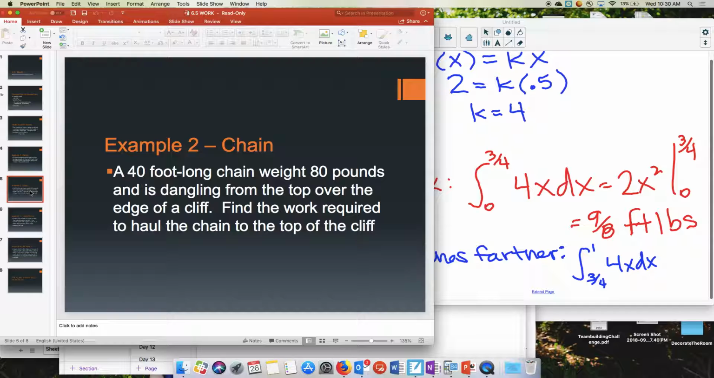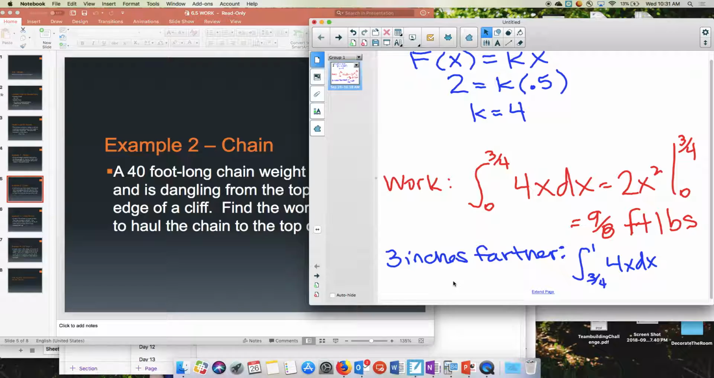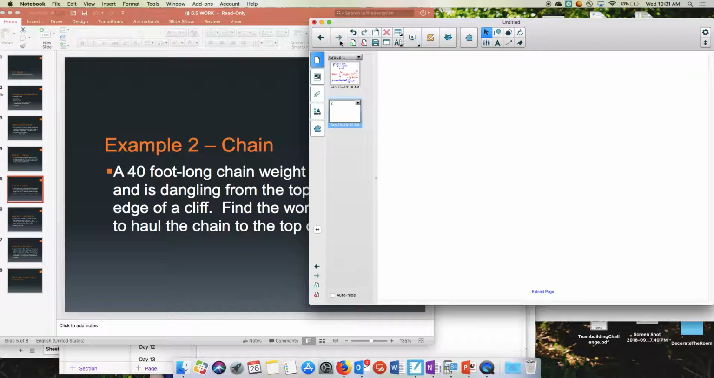You're probably lifting something. Do you even lift an 80-pound chain? That would proportionally be about 2 pounds per foot. I mean, 1 foot of chain is 2 pounds.